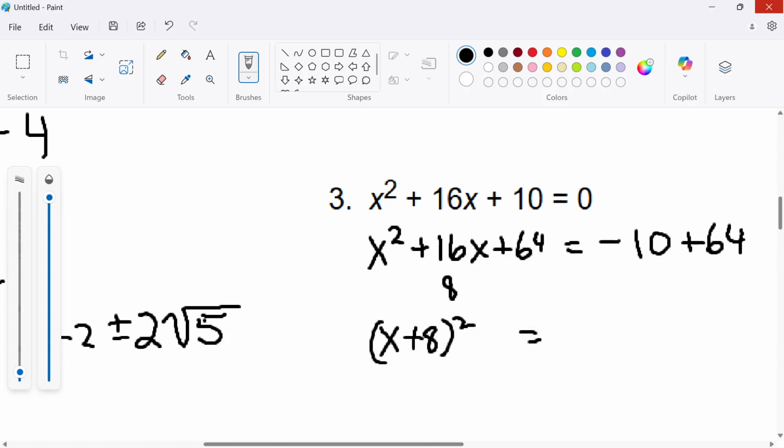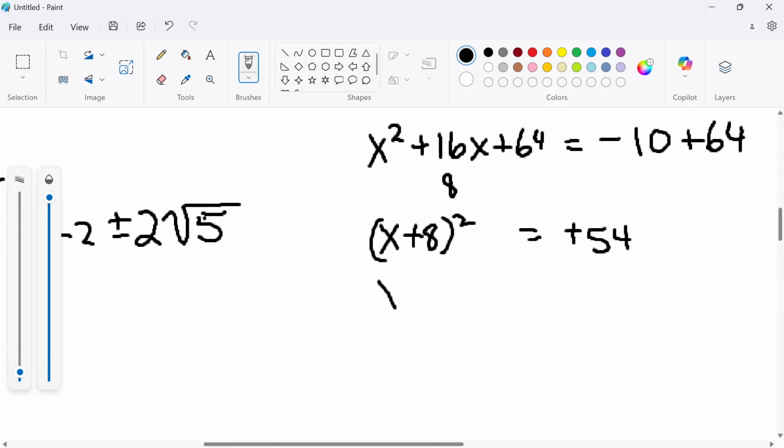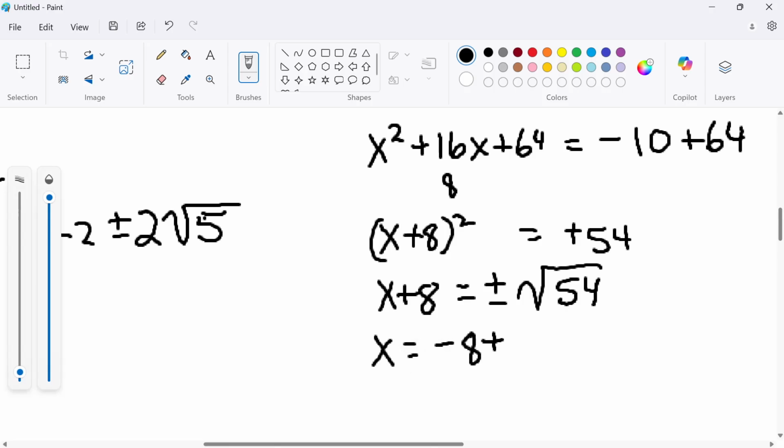Equals negative, not negative 54, positive 54. 64 minus 10. Now I will take the square root of both sides. X plus 8 equals plus or minus square root of 54. I'll subtract 8 from both sides. X equals negative 8 plus or minus square root of 54.